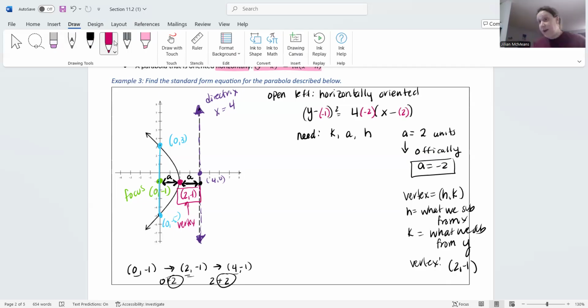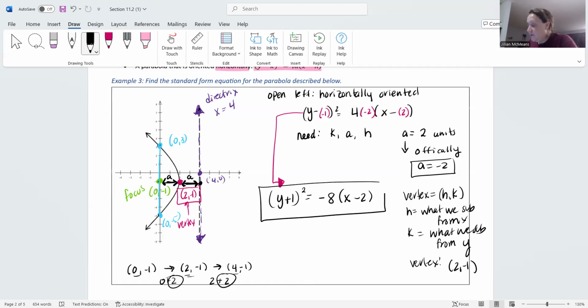Okay, now we technically have enough information at this point to fill in the equation. We were missing K, A, and H. We found values for K, A, and H. So we can now come down here. We can prettify this. We can make it look nice. We have Y minus -1. Well, when I subtract a negative, I just get addition. So I get Y plus 1 squared equals 4 times -2. Well, 4 times -2 is -8. And then X minus 2 is just X minus 2. And that's all she wrote. That's the final equation. So if you're given something like this, you need to find values for X, H, and A, and you're good to go.